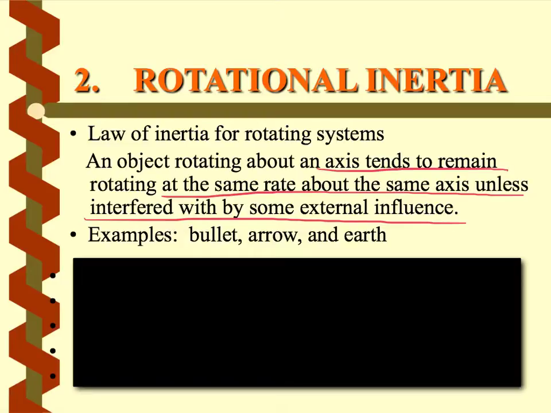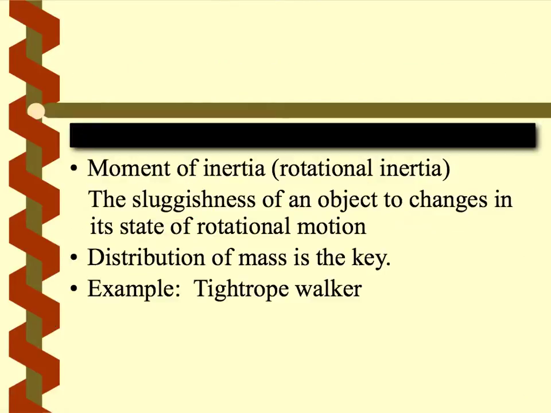So I want you to think about how this would apply to bullets, arrows, and even the earth. An object rotating about an axis tends to remain rotating about that same axis unless interfered with by some external influence. So, how do we calculate that? We need to figure out the moment of inertia. This is the rotational inertia, how hard it is to begin things moving in a circular motion, or how hard it is to stop. This sluggishness of an object is its rotational inertia.